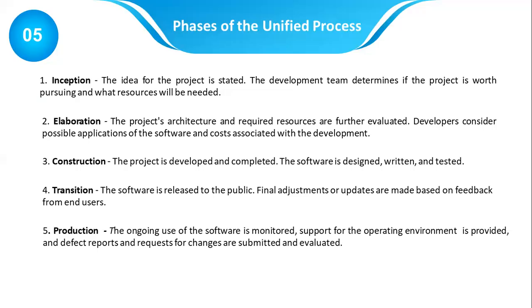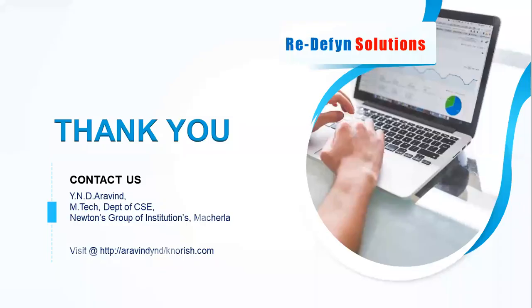So it is likely that at the same time construction, transition and production phases are being conducted, work may have already begun on the next software increment. So this means that the 5 unified process phases do not occur in a sequence, but rather with a staggered concurrency. So that's it for now.